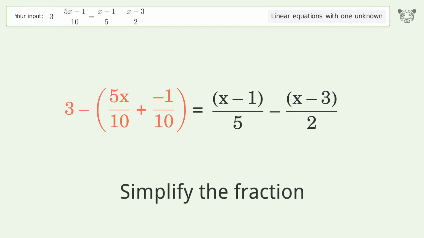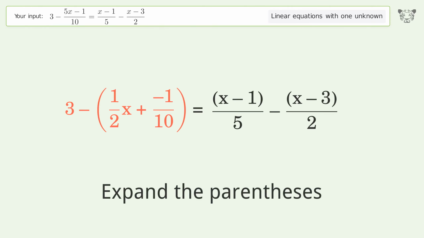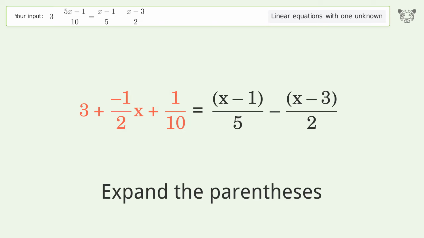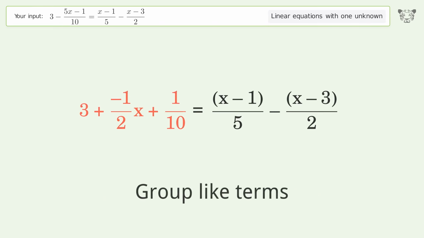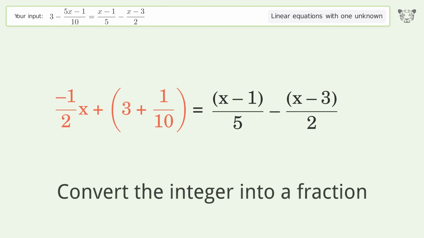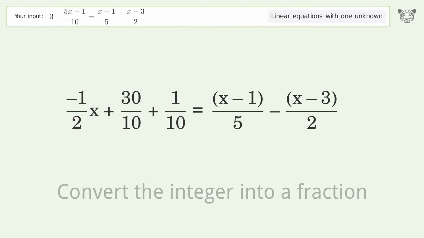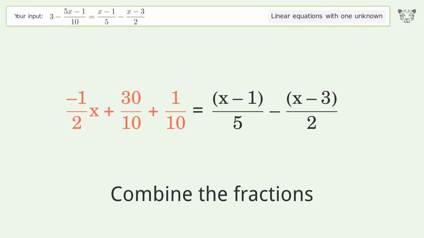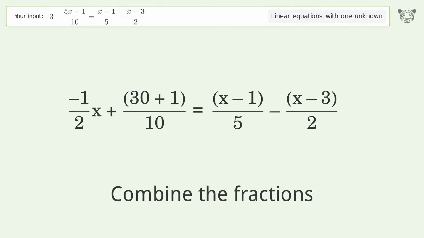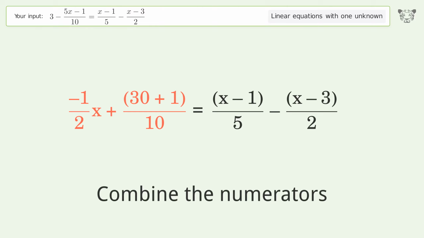Simplify the fraction. Expand the parentheses. Group like terms. Convert the integer into a fraction. Combine the fractions. Combine the numerators.